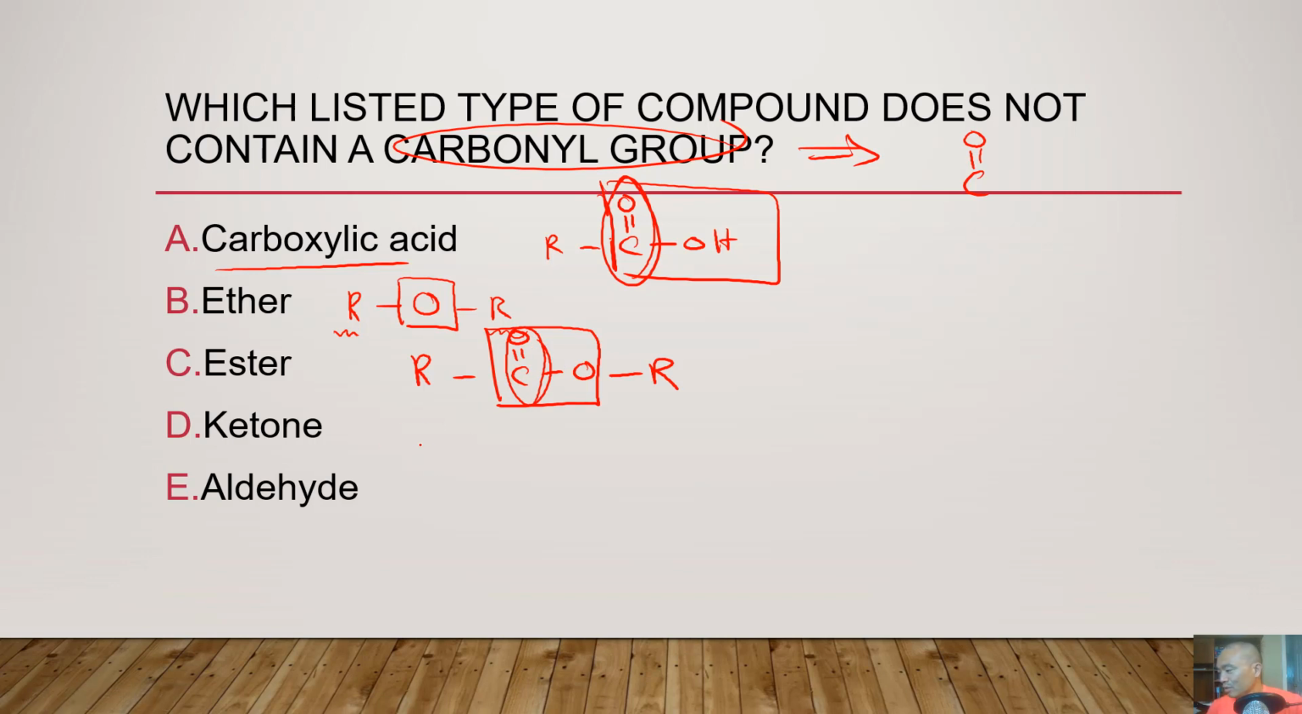Look at ketone. Ketone means it's a CO double bond, or carbonyl, flanked by two hydrocarbons. Okay, so that's the carbonyl group. What about aldehyde? Aldehyde is going to be a CO double bond connected to hydrogen on one end. The other end is a hydrocarbon. So that's the aldehyde functional group. It does contain carbonyl. So B does not contain a carbonyl group.